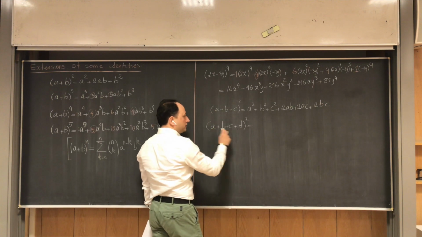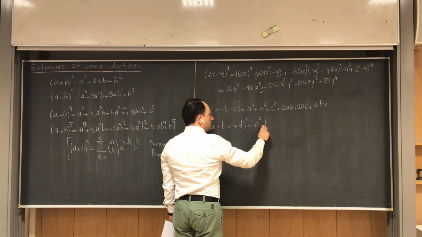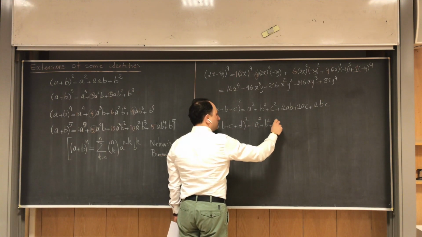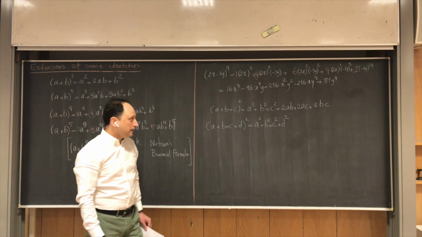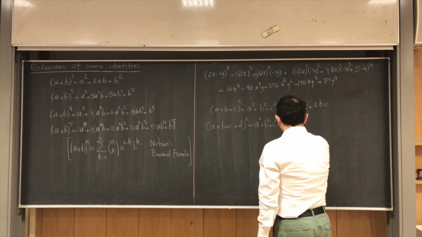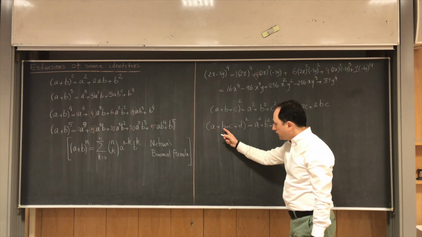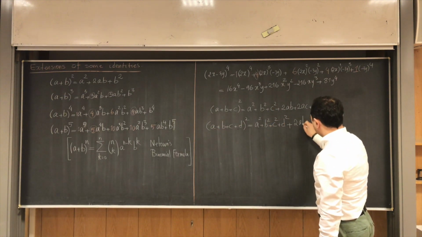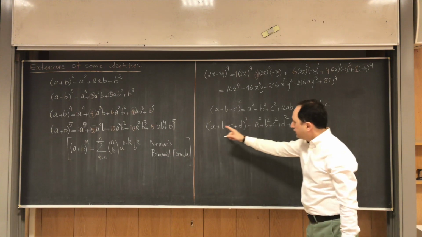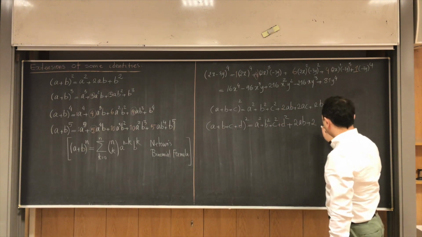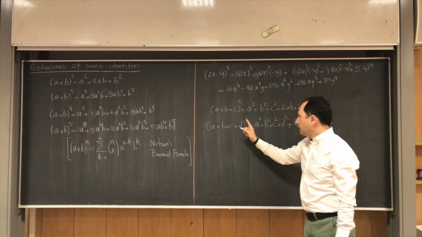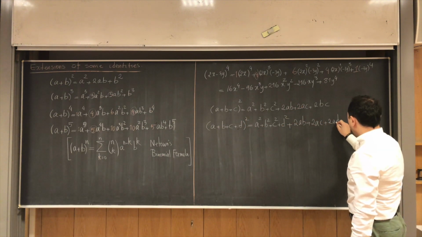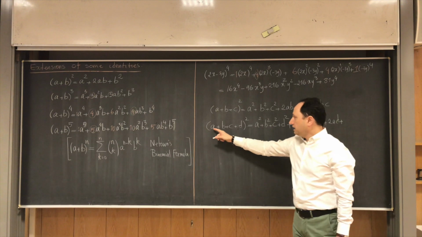So this becomes the first one to the 2, plus the second one to the 2, plus the third one to the 2, finally the last one to the 2. Yes? But then what happens? It becomes 2 times the first one times the second one, plus 2 times the first one times the third one, plus 2 times the first one times the last one. And then you go back, A is finished.